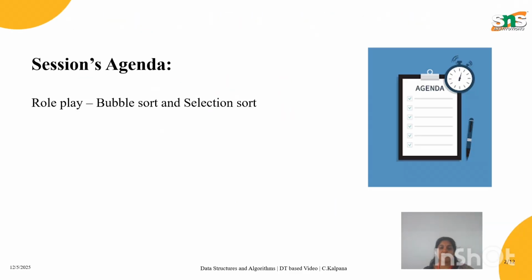Today we'll see a role play for bubble sort and selection sort. Before that, we'll quickly see what bubble sort and selection sort are. Bubble sort repeatedly scans the list, compares adjacent elements, and swaps them if they are out of order. Over multiple passes, larger elements bubble up towards the end of the list.